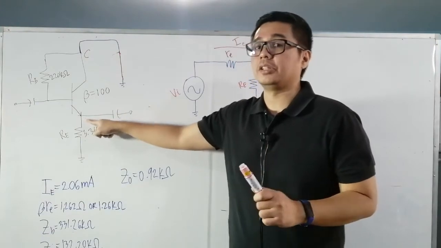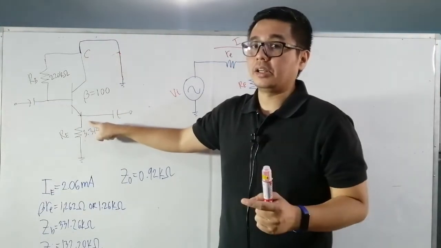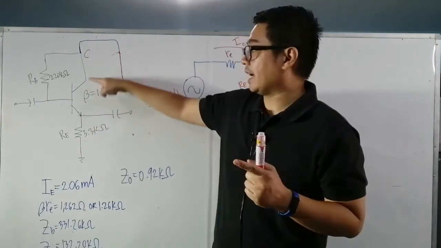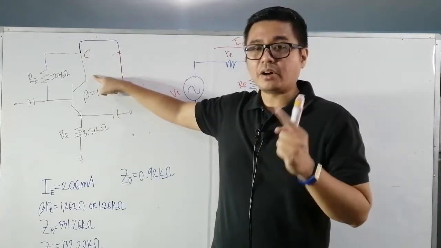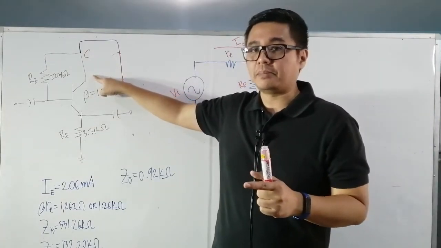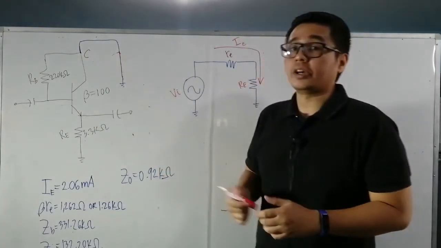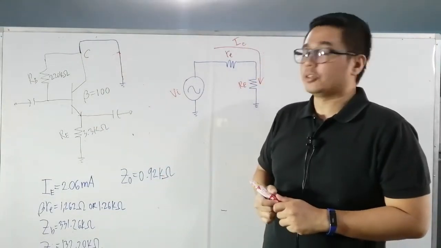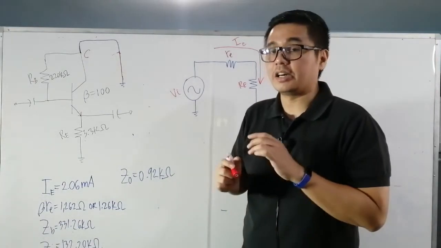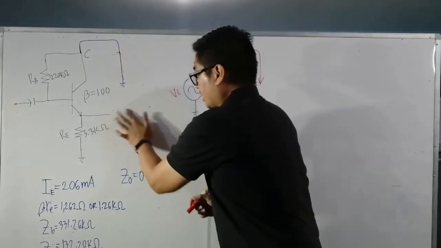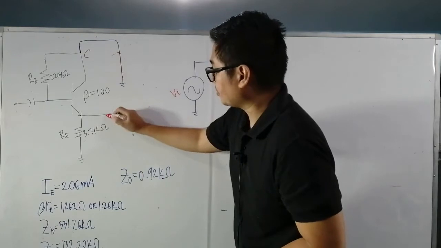Alright, so huwag kayong malilito doon. Kapag common emitter, ang output coupling capacitor ay nasa collector. Kapag common collector, ang output coupling capacitor ay nasa emitter. And di ba under AC analysis or AC conditions, lahat ng capacitors are short circuit. So let's see, na-short out siya.